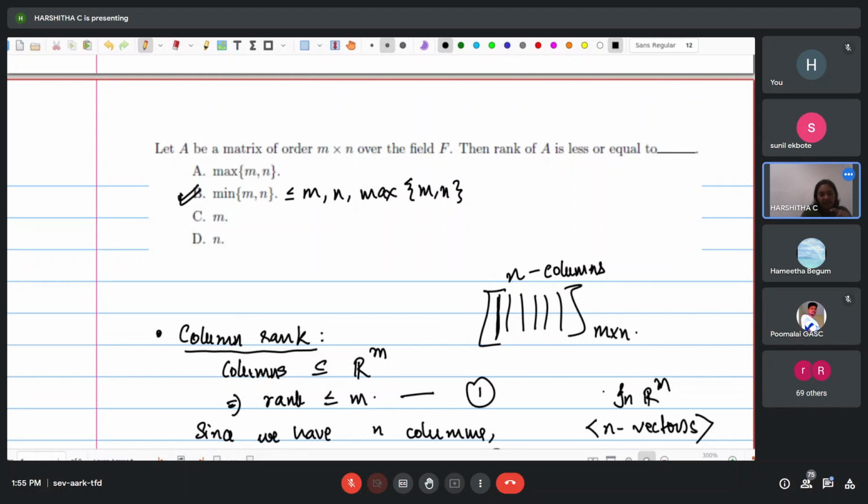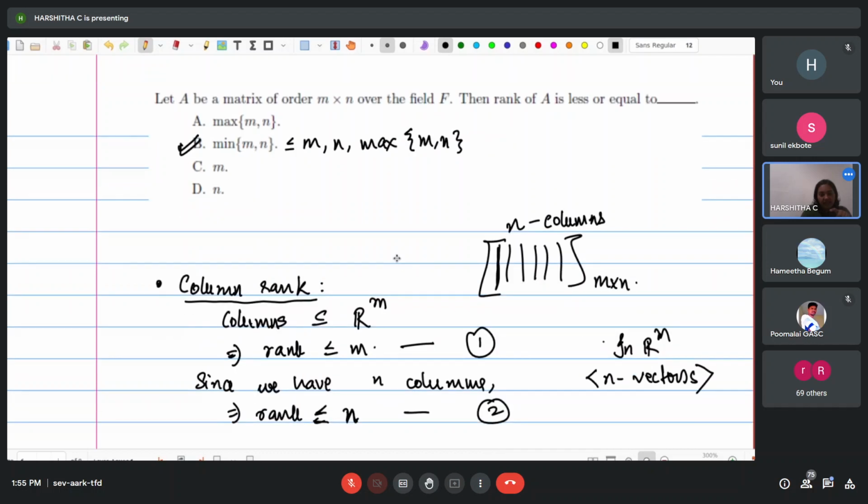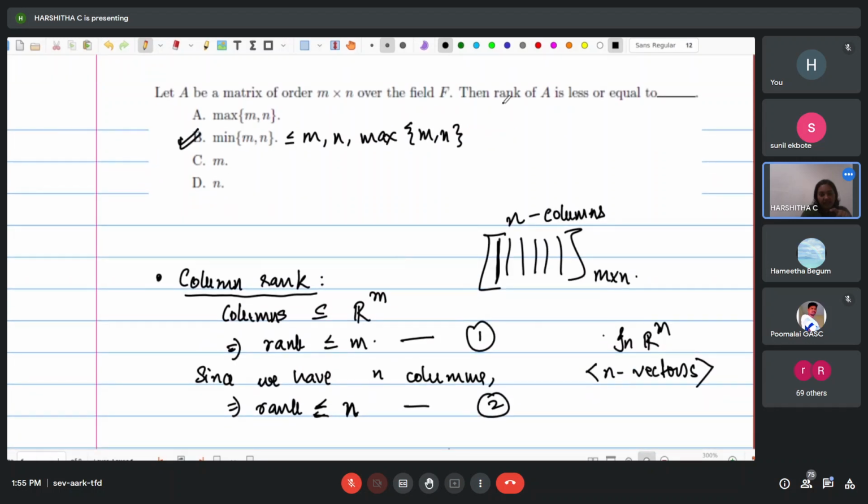But I don't understand the first one, maximum of m, n. How is it correct? Minimum is less than maximum, right? The question is that the rank of A is less than or equal to something. So they're just asking for an upper bound for the rank of A. Okay, then less than or equal to. Yes, so technically all of them are right.